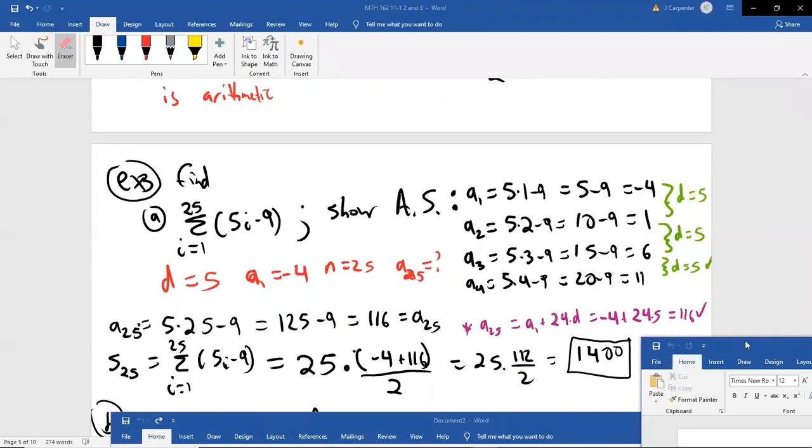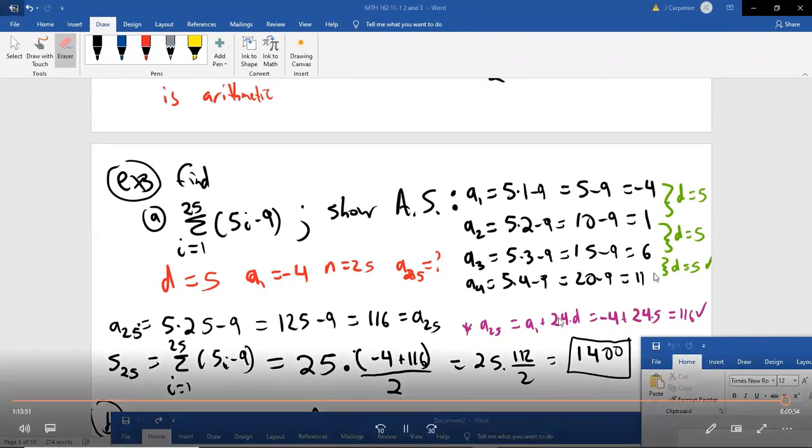That might have seemed like a decent amount of work, but it's less work than finding 25 terms and then having to add them. That's a lot of bookkeeping. And again, the A sub 4 didn't really have to be done. The purple was just establishing results in a different way. This is a very powerful technique.